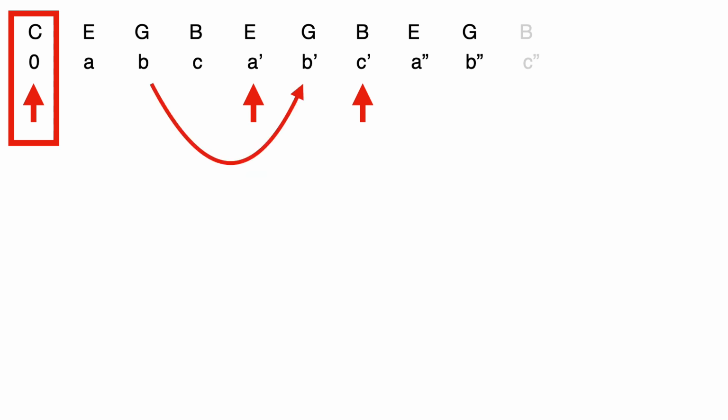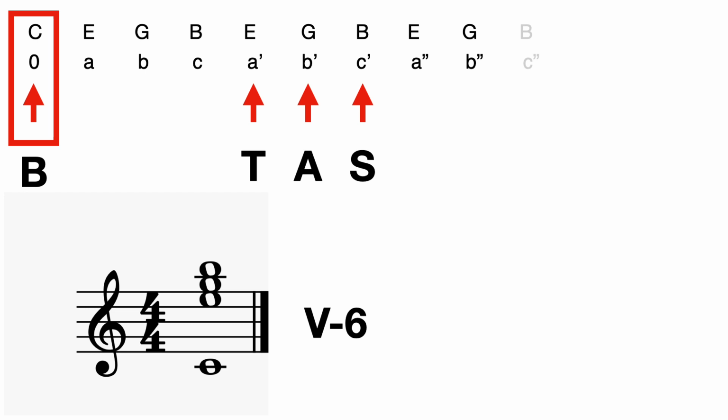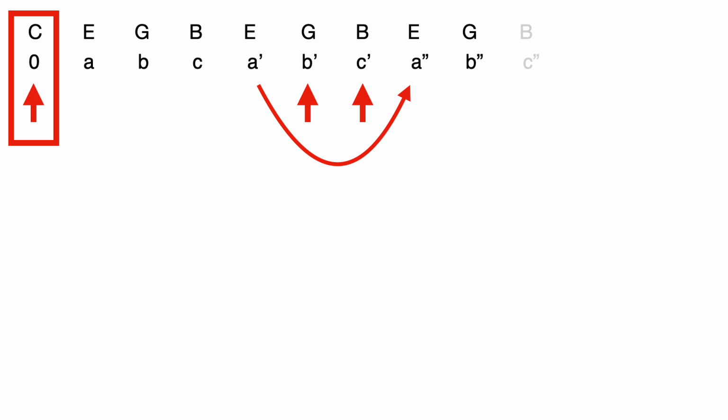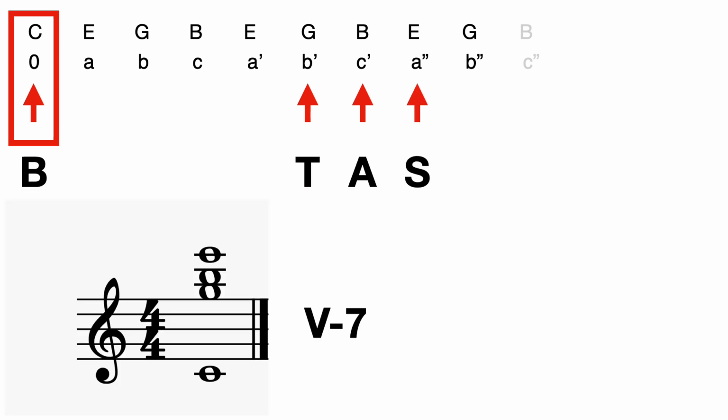So this is a very open sounding chord. Now, if we move the G up an octave, we arrive at V-6. And so here the tenor, alto, and soprano are very close and distant from the bass. If we move E up an octave, again, we have this close voicing at top, separating out the bass with the high E, and this is V-7.